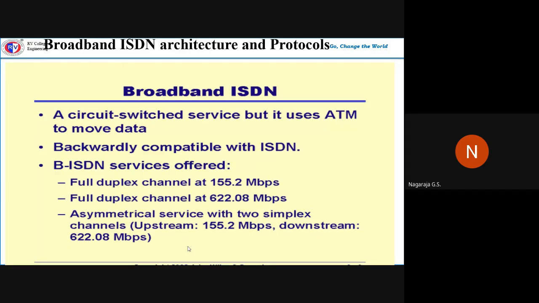Then a asymmetrical service with two simplex channels. One is an upstream with 155.2 Mbps, and the downstream is 622.08 Mbps. Certainly, you may have some doubts here. Let us say we have Ethernet technology and fiber optic technology, which support a very high rate of data transfer. Why do you want to use broadband ISDN here? Can I ask this question to you now? Will you be able to answer it?